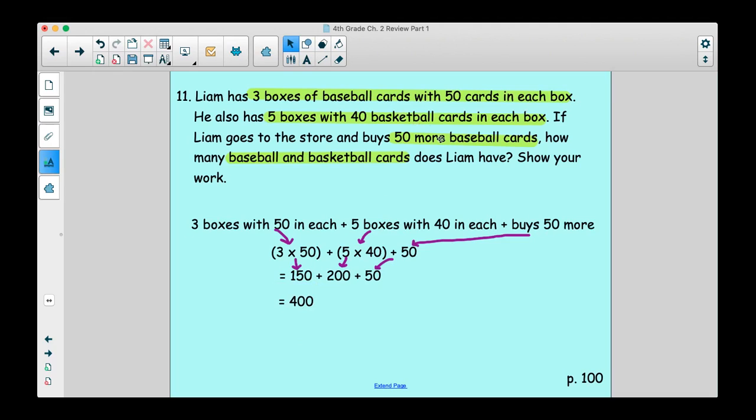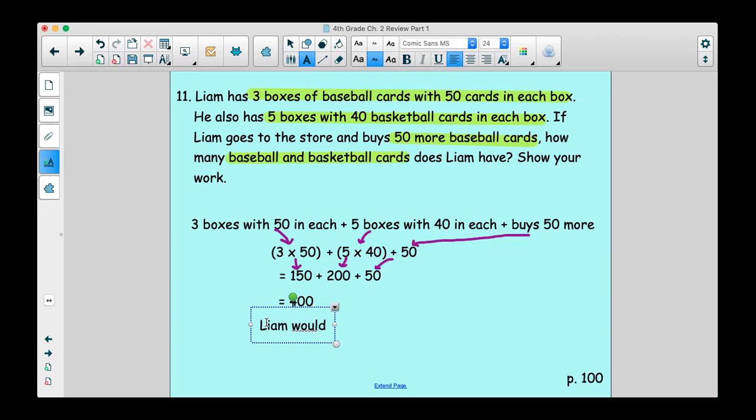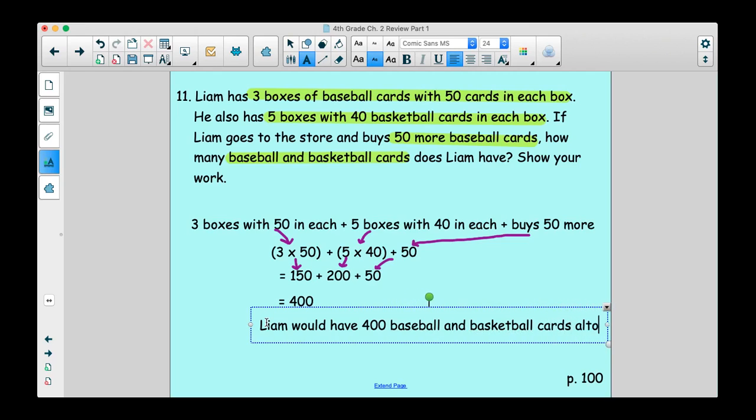So that would be our final answer, I think. But there was a lot of information, so I'm going to go back and read just to make sure. Can you guys go back and read too? Okay. So I did go back and I wanted to make sure I answered the actual question. If Liam goes to the store and buys 50 more baseball cards, how many baseball and basketball cards does Liam have? So the answer would be 400. My final step is going to be to write a sentence. So Liam would have 400 baseball and basketball cards all together.